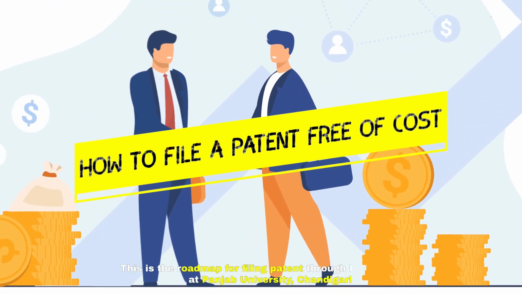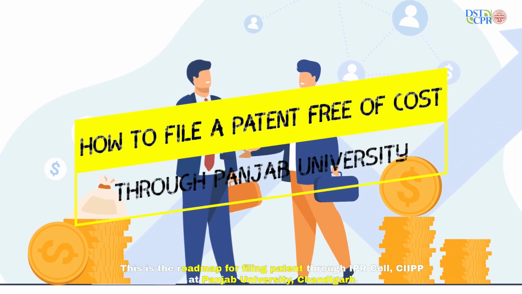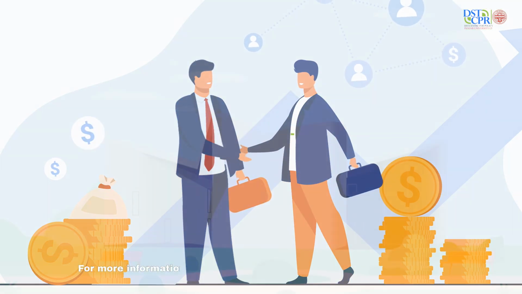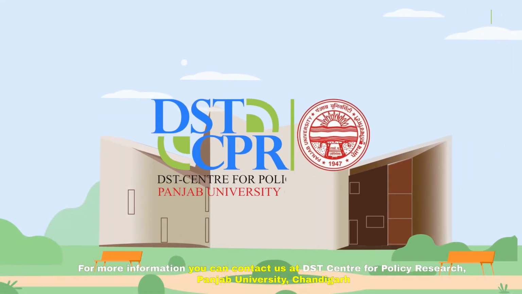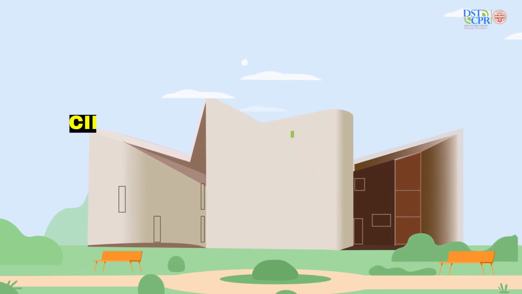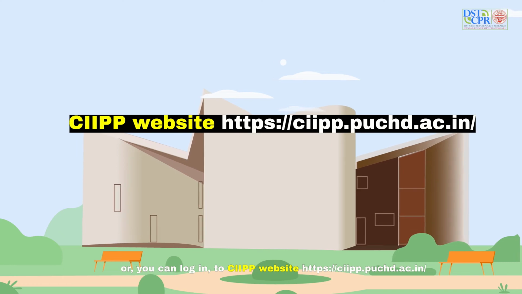This is the roadmap for filing a patent through the IPR cell, CIIPP at Panjab University, Chandigarh. For more information, you can contact us at DST-Centre for Policy Research, Panjab University, Chandigarh, or you can log in to the CIIPP website.